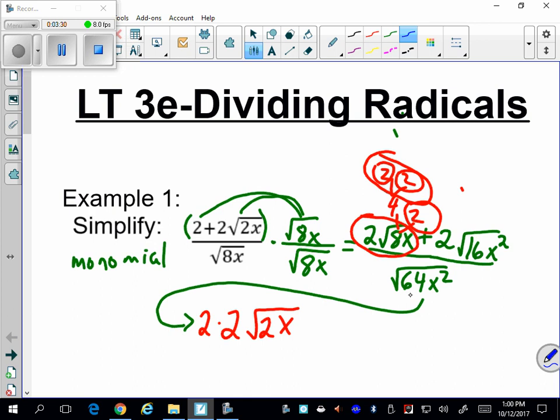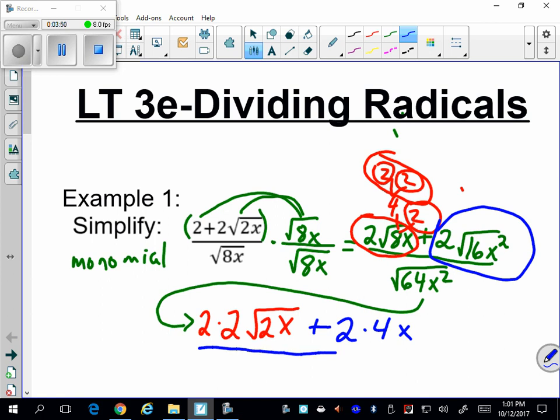Looking at the next term, can I simplify this term? So it's 2 on the outside, square root of 16. Square root of 16 is 4. Square root of x squared is x. That's it. There are no more square roots, so it's gone. Now the denominator. Here's our last term that we have to simplify. So square root of 64 is 8. Square root of x squared is x.